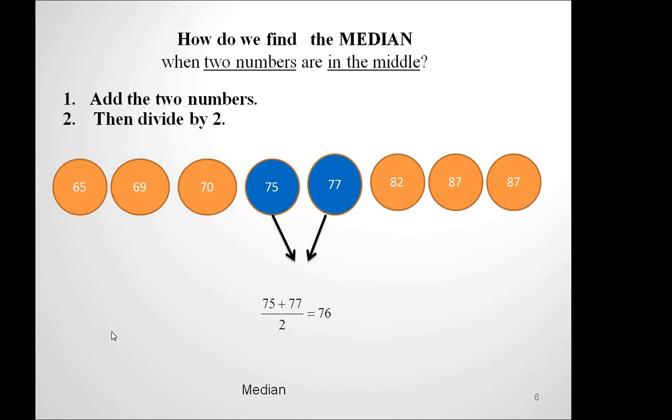How do we find the median when two numbers are in the middle? In this case, we have to add the middlemost numbers, then divide by 2. It gives us the median. In this example, 75 and 77 are the two numbers in the middle. So median is 75 plus 77 divided by 2, equal to 76.